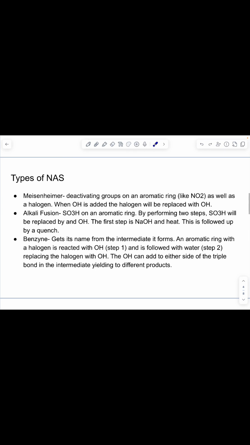And essentially, this reaction is just whatever your starting material is reacted with hydroxide. It's like sodium hydroxide or something like that. And it will replace the halogen with an OH.